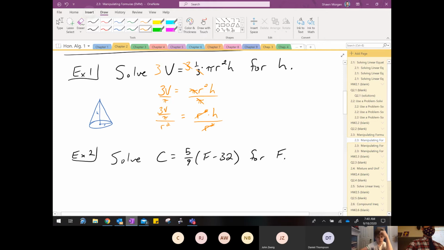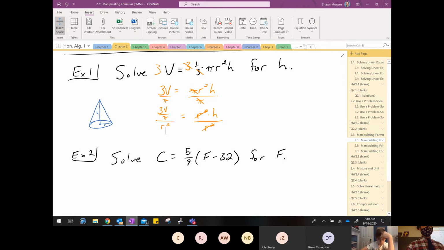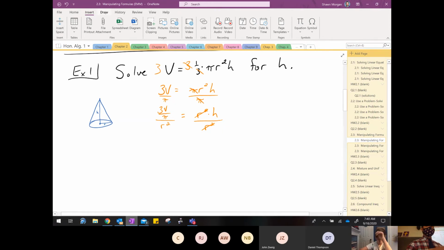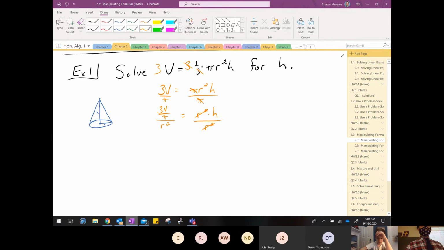I'm kind of out of room, so let me get myself some more space. Hold on. There we go. Now we got plenty of space. All right, so that right-hand side now is h. Woohoo! And then the left-hand side, we've got a fraction on top of r squared.